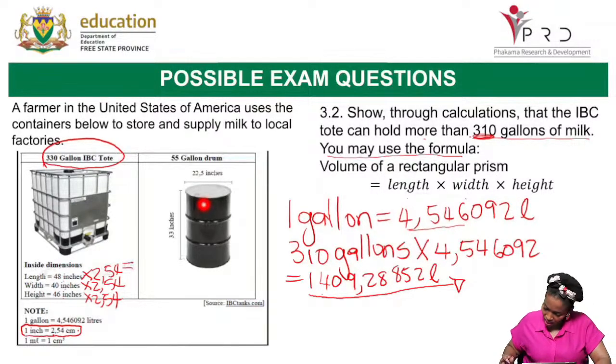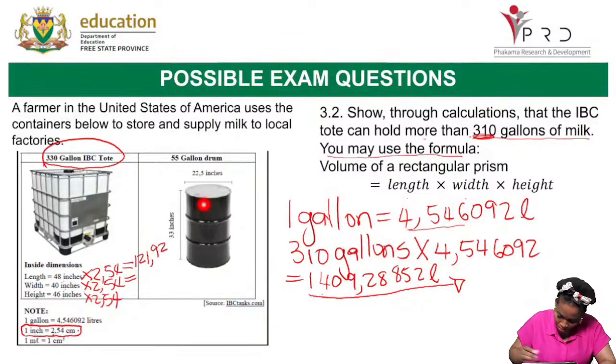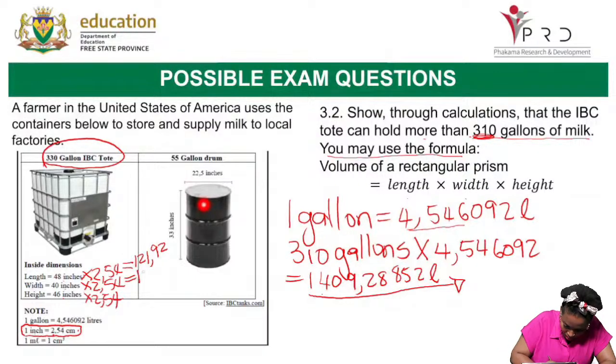So the length, 48 multiplied by 2.54. The answer is 121.92. So the length is 121.92. Please bear with me because of the space. And then we take the 40 inches, we multiply it by 2.54. Please work this out with me. Use your calculators there as well. It is 101.6.